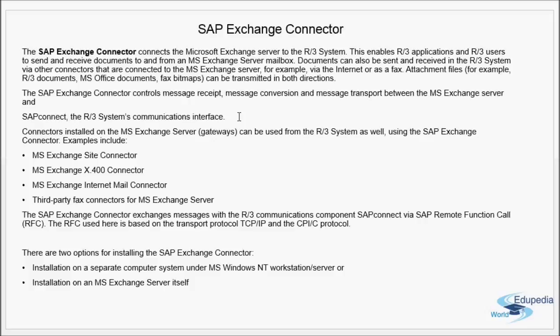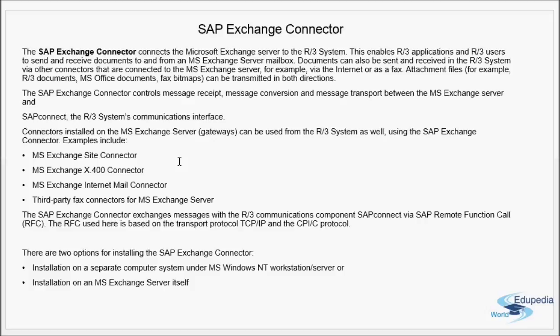So the Exchange connector controls everything, like the message receipt, the message conversion, and the message transport between the MS Exchange server and SAP Connect. SAP Connect is the R3 system's communication interface. Connectors installed on the MS Exchange server gateways can be used from the R3 system as well using the SAP Exchange connector. So other connectors like the site connector, X.400 connector, the internet mail connector, and third-party fax connectors which are connected to the MS Exchange server can also be used from the R3 system.